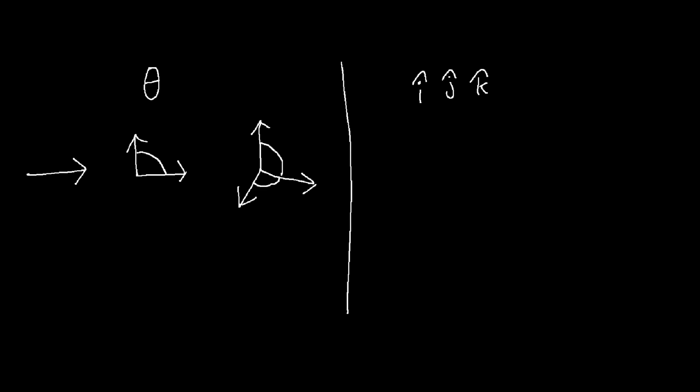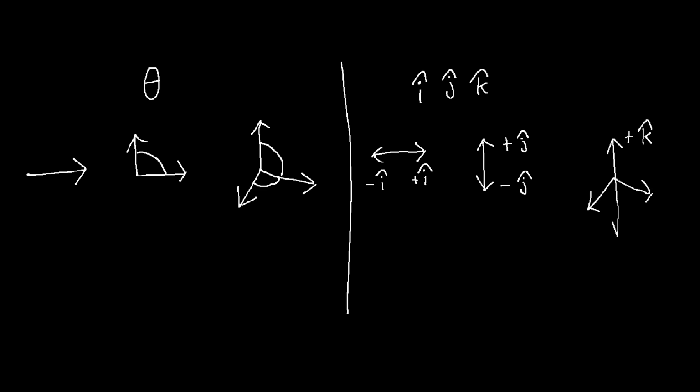With vector notation, each letter represents a direction on a different axis. I represents the direction on the x-axis, with negative I pointing to the left, and positive I pointing to the right. J represents the direction on the y-axis, with positive J pointing up, and negative J pointing down. K represents the direction on the z-axis, with positive K pointing upwards on the z-axis, and negative K pointing downwards on the z-axis.